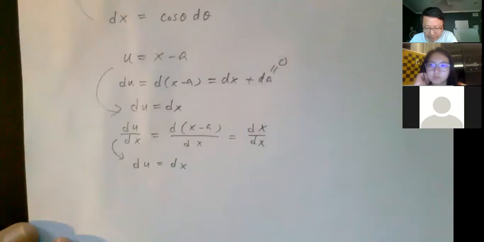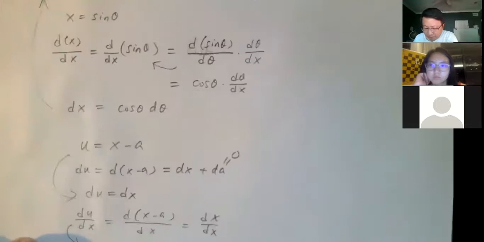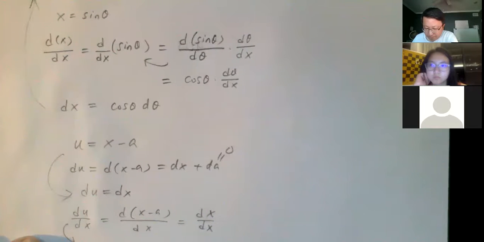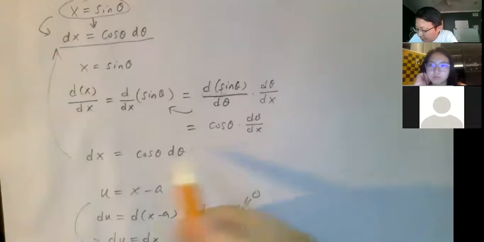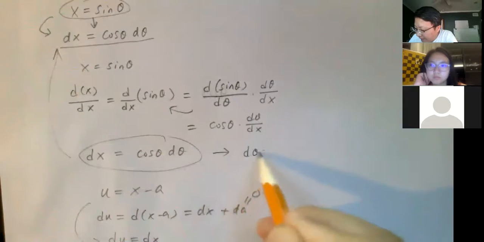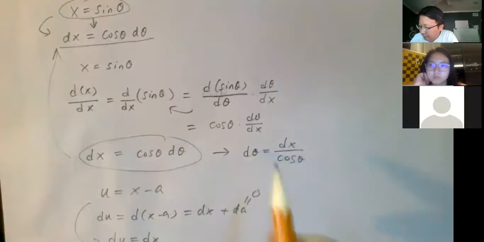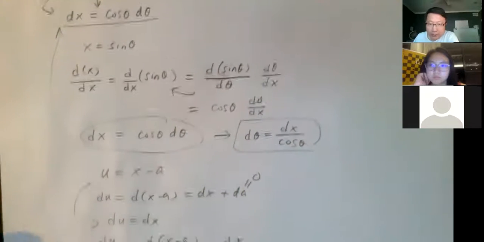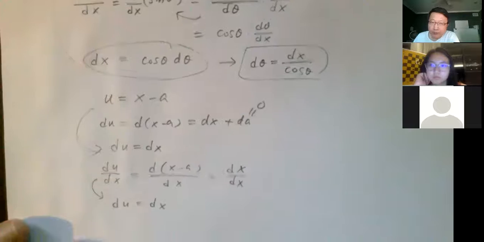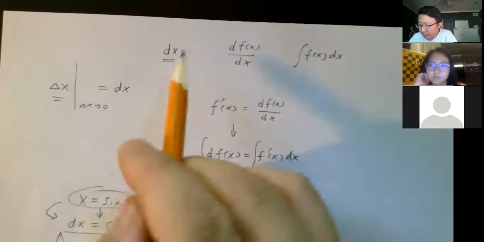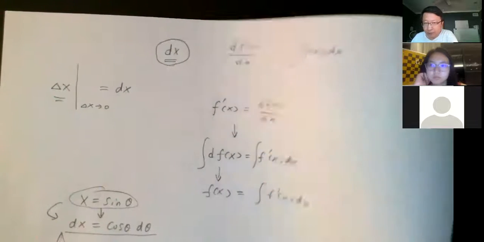Okay, so this is all kind of thing you can do. From here, of course, you can also do d theta equals dx divided by cosine theta, correct? This kind of treatment is widely used in calculus. It's kind of small scale, and I want to talk about it a little bit today. So this is dealing with this small d thing.